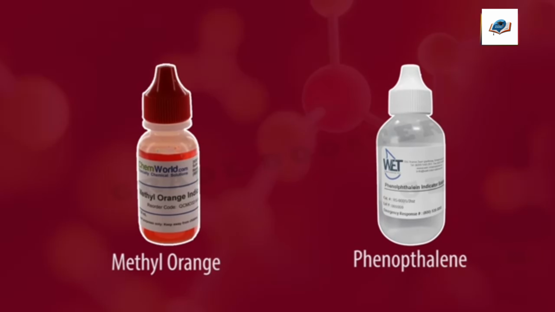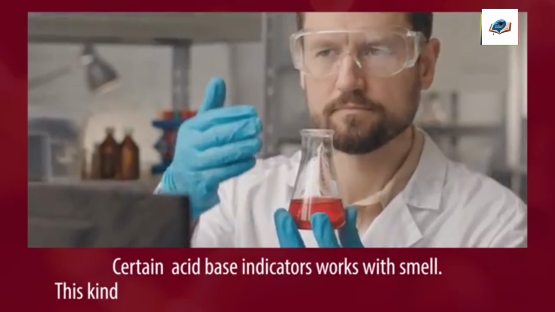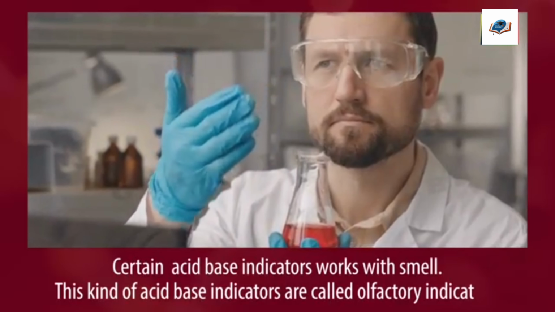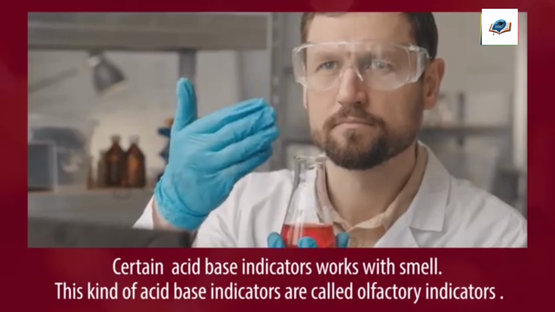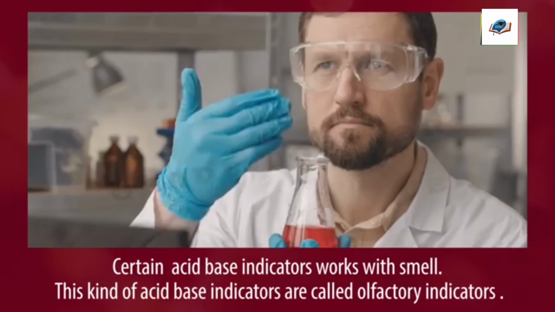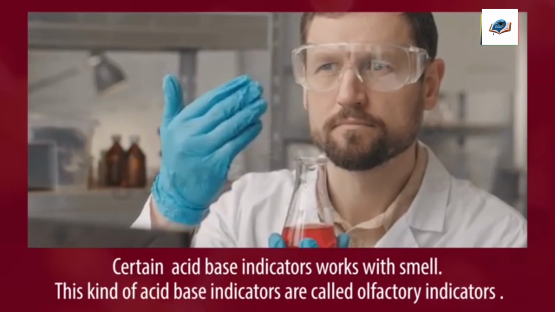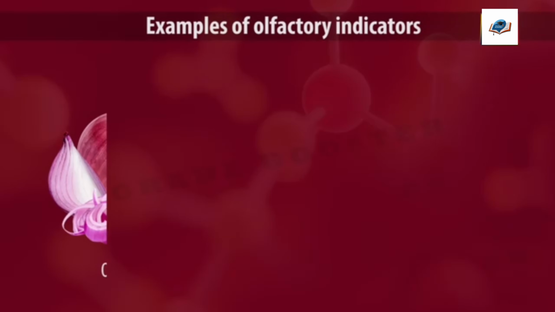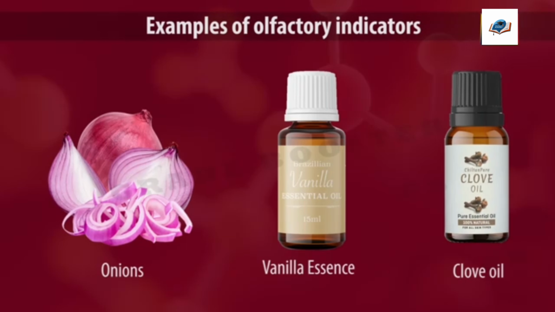So far we have seen the acid-base indicators that give a color variation. Now we will see some acid-base indicators which work with smell. That is, by smelling we can identify whether the substance is acid or base. This kind of acid-base indicators are called olfactory indicators. Examples of olfactory indicators are onion, vanilla essence and clove oil.